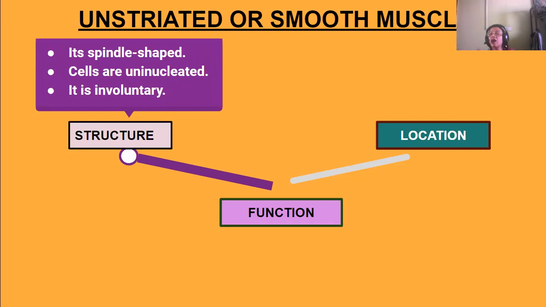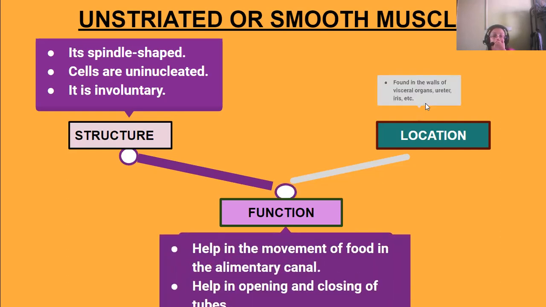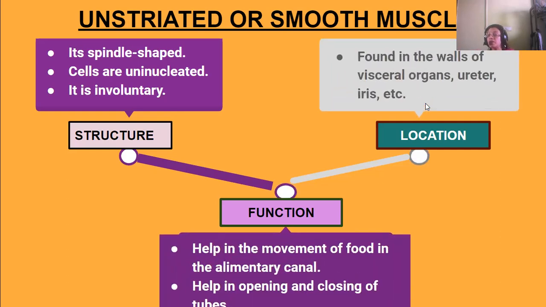Okay, and these cells are involuntary. These cells are not in our control. These muscles are not in our control. These are present in places where the muscles are not in our control. They are located in the walls of the visceral organs, ureters, iris, etc. Like when we blink, that is not in our control. Suddenly, when light falls, we just close our eyes, so these are present in the iris.